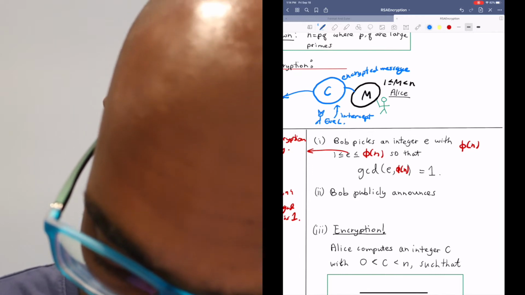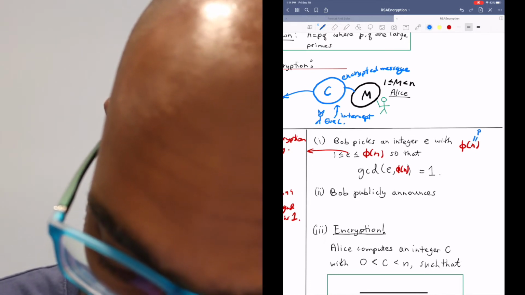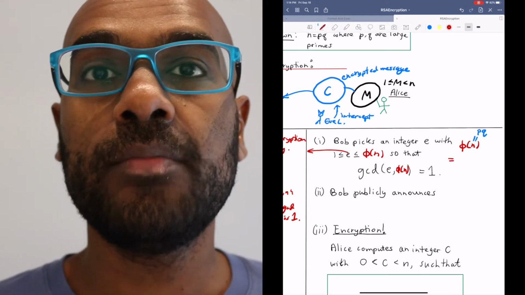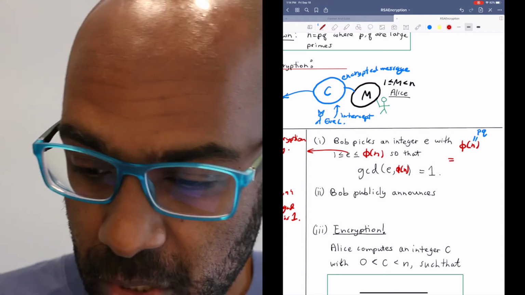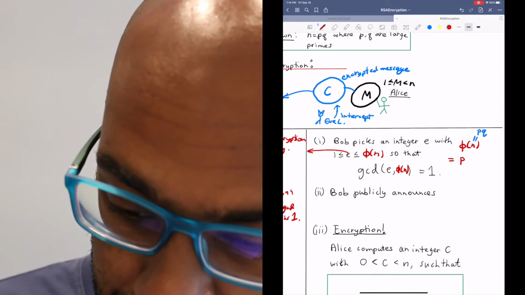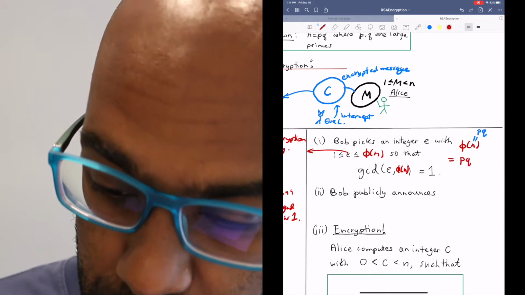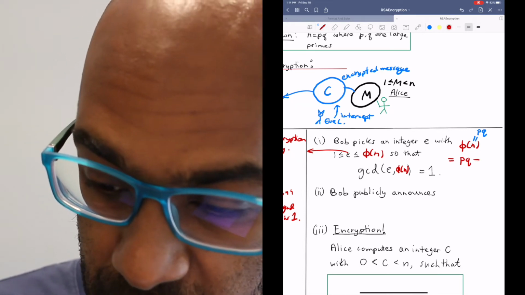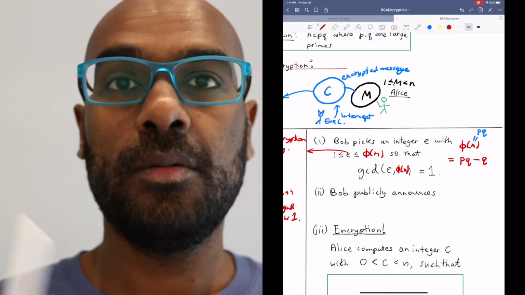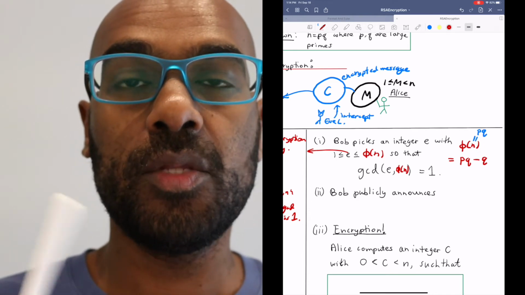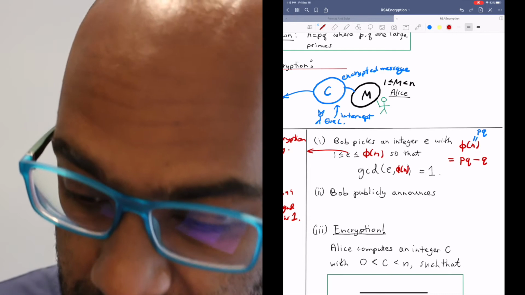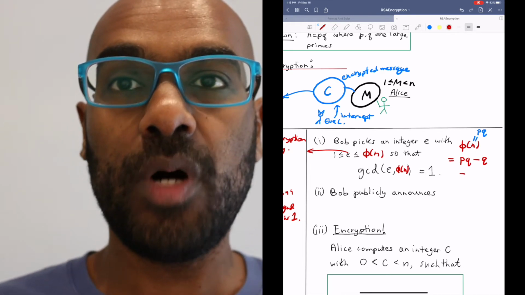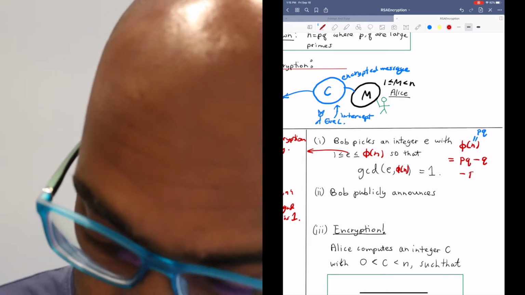So Bob can do this because he knows what p and q are. Okay, so we take the numbers between 1 and n. There's pq total numbers, right? We'll subtract the number of multiples of p. There's q of those. p, 2p, 3p, all the way to qp. And then we'll take away the multiples of q. That's q, 2q, 3q, all the way up to pq. So there's p of those.